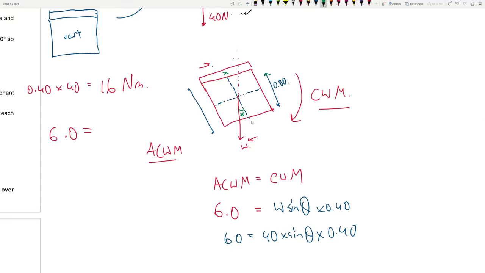But listen, we cannot take the component that's parallel to the blue line.